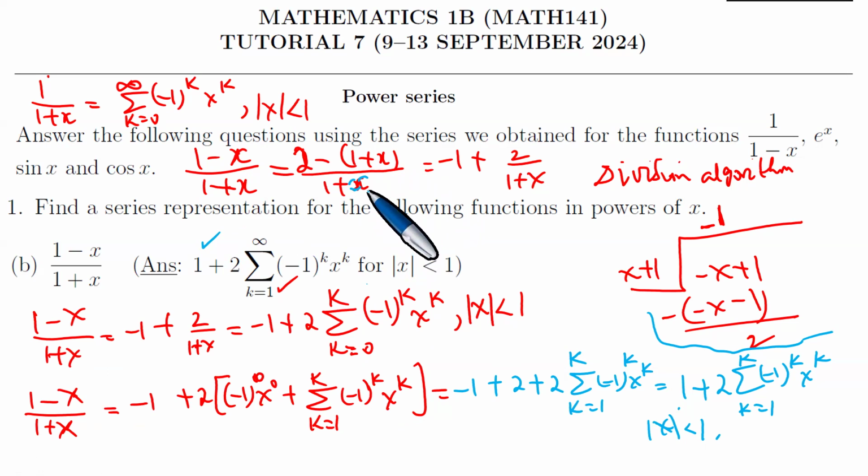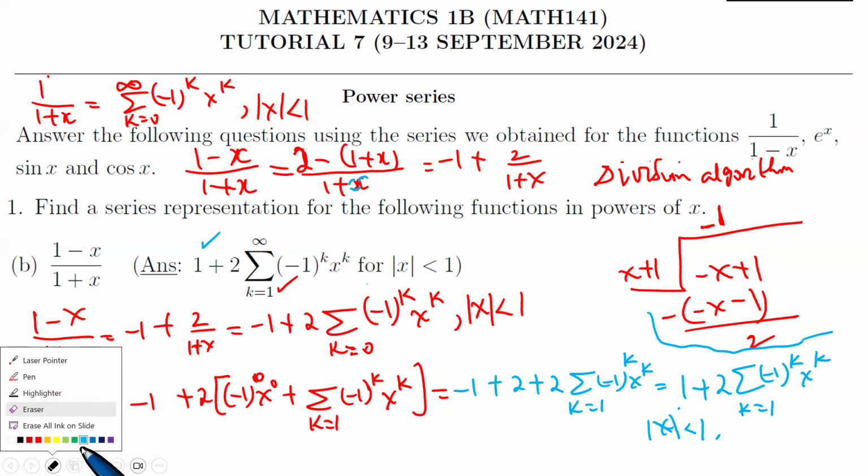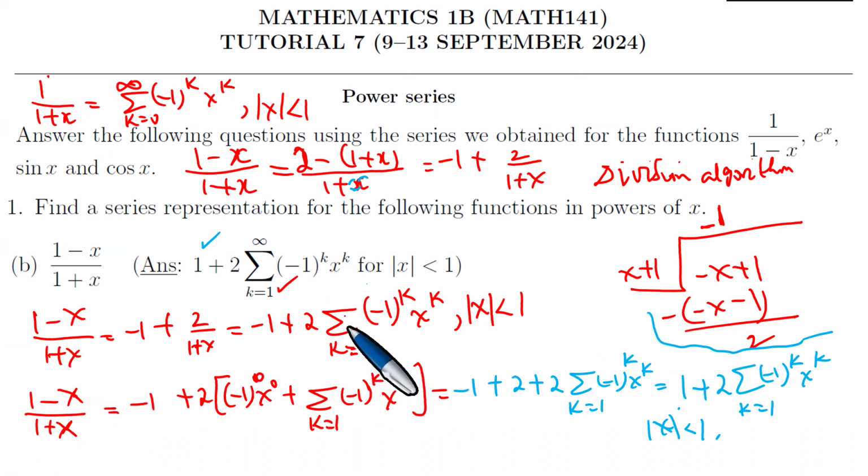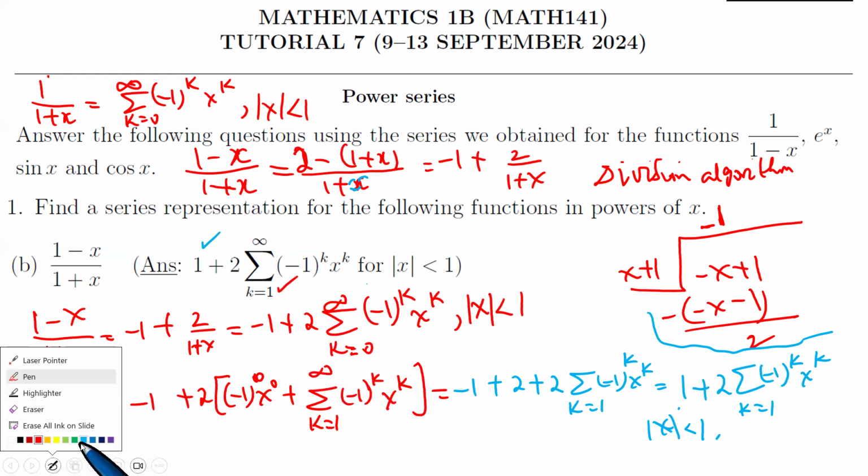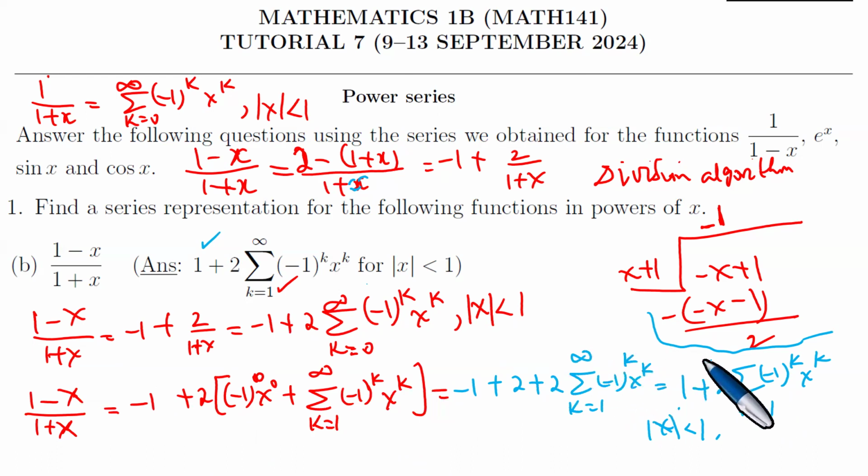Okay, any question on this one? We've already got the answer, which is 1 plus 2, the summation from k equals 1. This must be up to infinity, please. It's infinity all the way. These are infinite series. I was wondering why I put k there. So it must run up to infinity. These are infinite series.